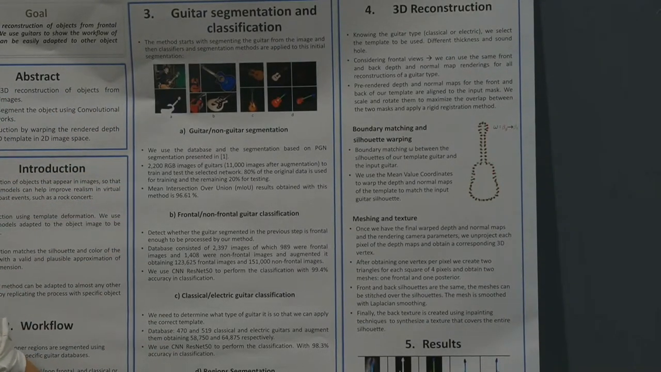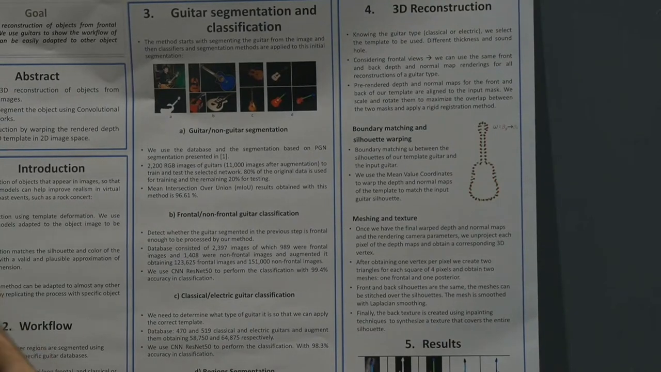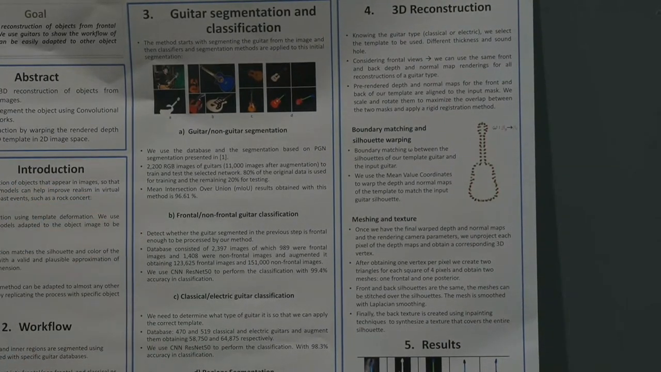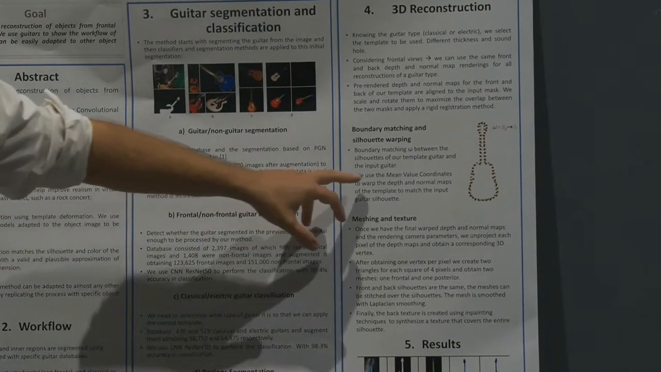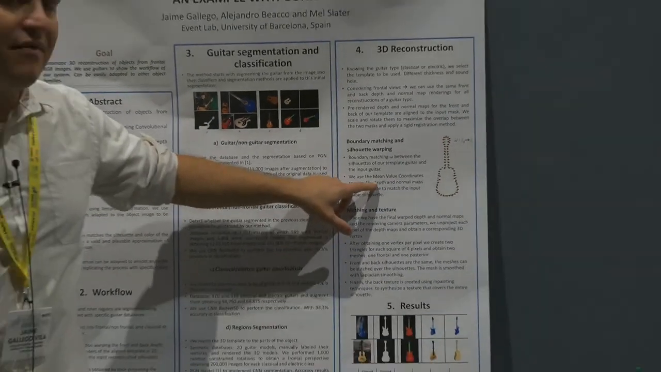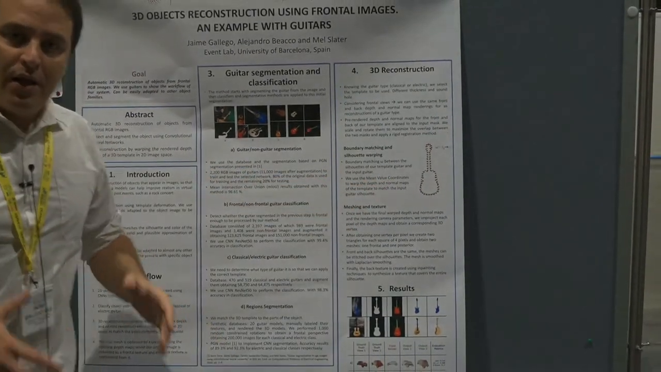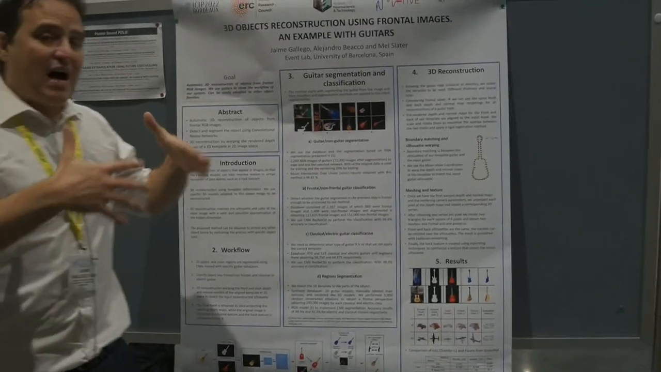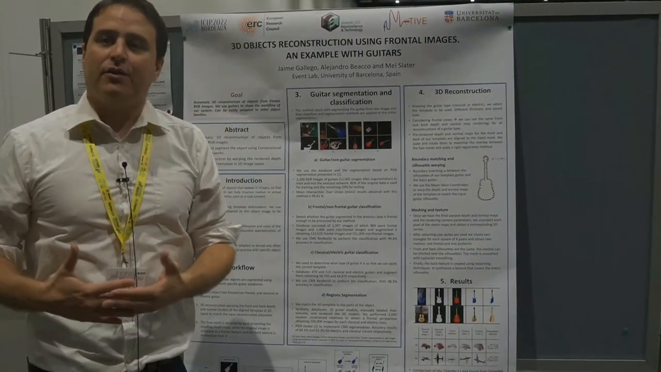We can see here an example of the templates. The template model of the family of the object that we want to reconstruct is warped to the real shape of the object. So we have this correspondence. We apply the warping using mean value coordinates to warp the depth and the normal maps, so that we have a mesh of the frontal part of the object.